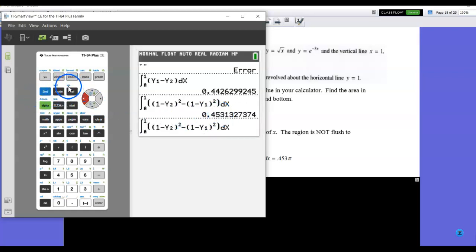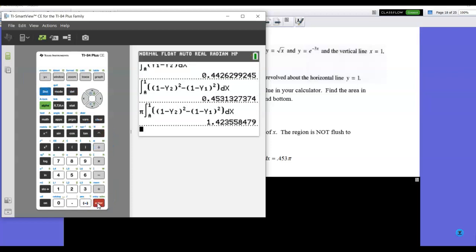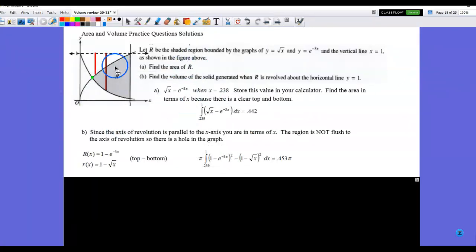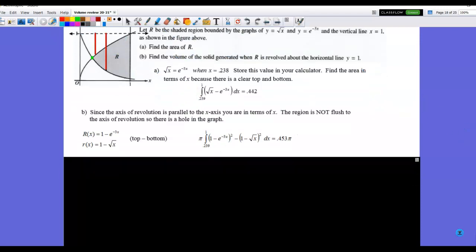So I'm going to do right up here where it says INS, insert, second, insert, and then I'm going to insert pi. And that is the decimal answer, 1.423 or 1.424. So you can either have 0.453 with the pi on it, or you can have the pi multiplied in, 1.423 or 1.424. All right, so there's your calculator work. That's number 1. Let's go on to problem number 2.